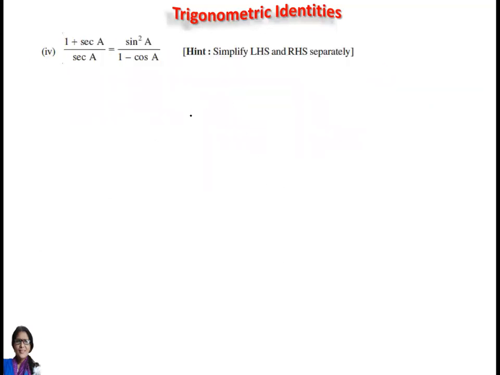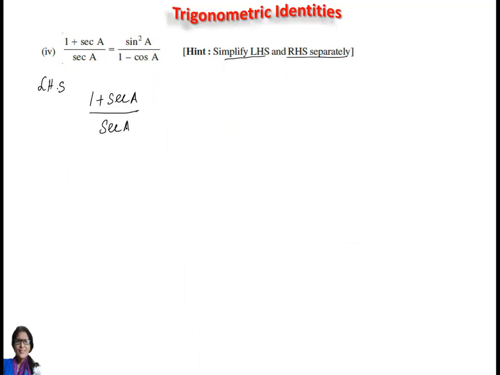Next question number 4. (1 plus sec A) by sec A is equal to sin square A by (1 minus cos A). Hence is given, simplify LHS, RHS separately. That means you simplify LHS for some steps, RHS for some steps, then you will show that they are equal. So let me start from LHS. (1 plus sec A) by sec A. Can you guess what to do?